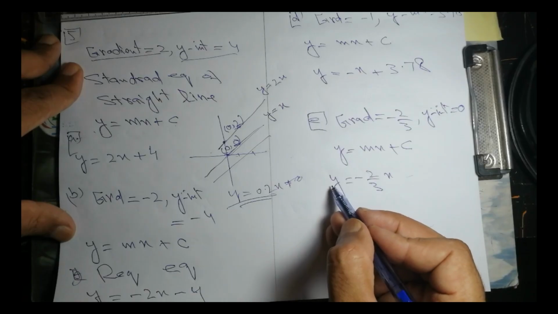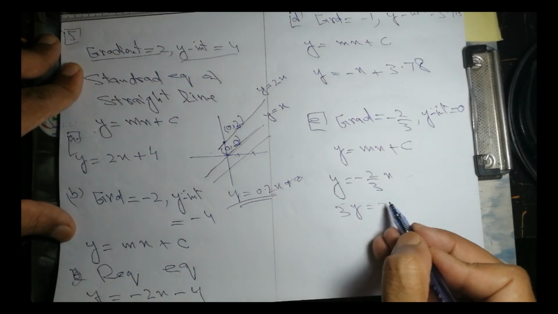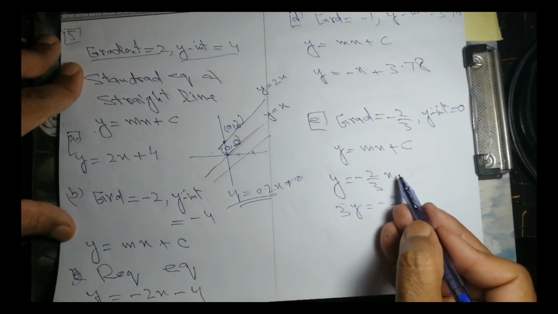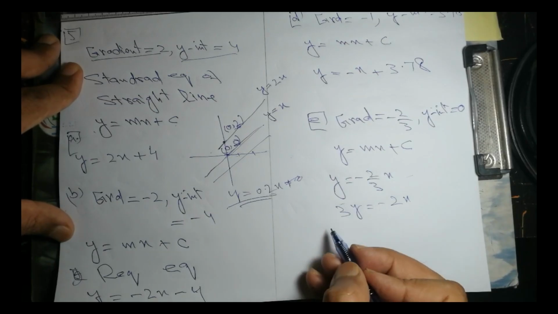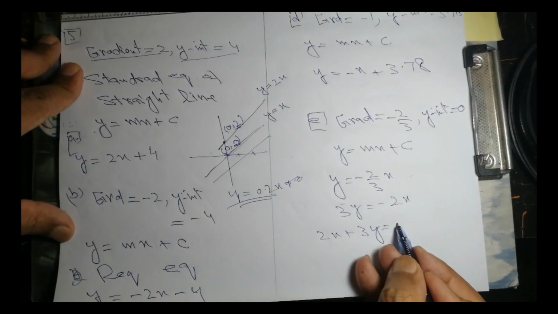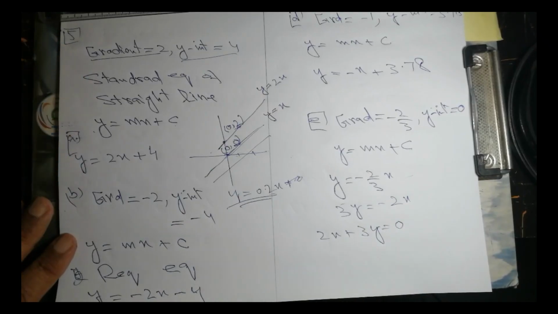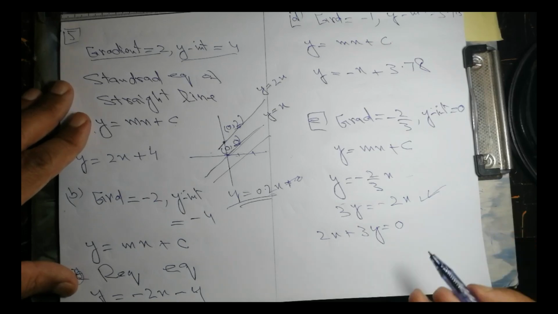Or if we multiply both sides by 3, 3y will be equal to minus 2x. If we multiply, the 3 will be cancelled and 3y equals minus 2x, or we can write 2x plus 3y equal to 0. So up to here, the answer is also correct.